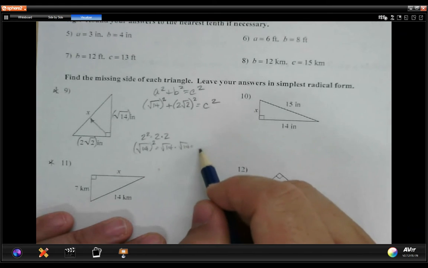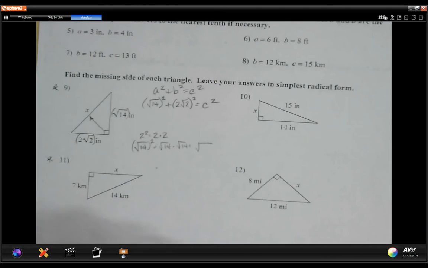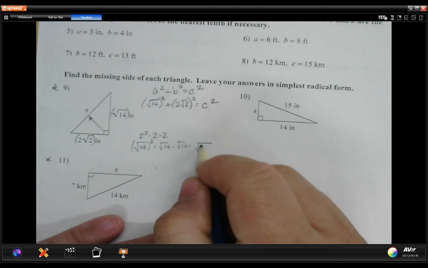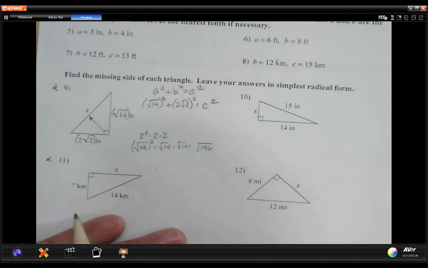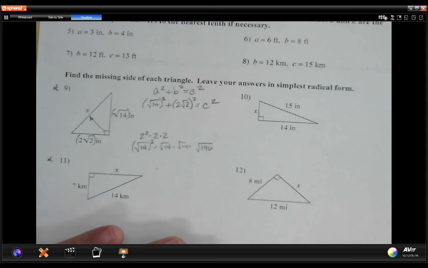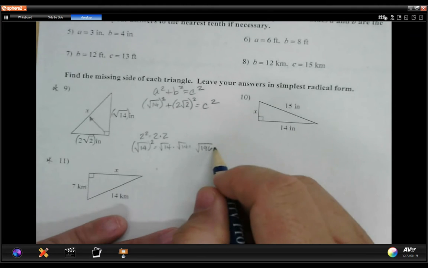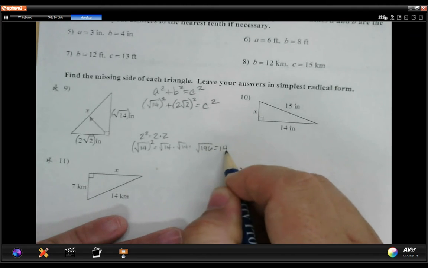And that is going to give me what? What if I do 14 times 14? I believe that is 196, but let me check that real quick. 14 times 14 is 196, so I get the square root of 196. What really happens here? If I take the square root of that 196 and I put that in my calculator, I'm going to end up with just plain old 14.